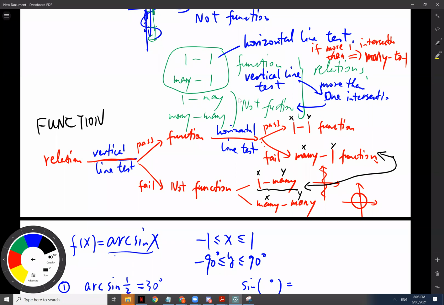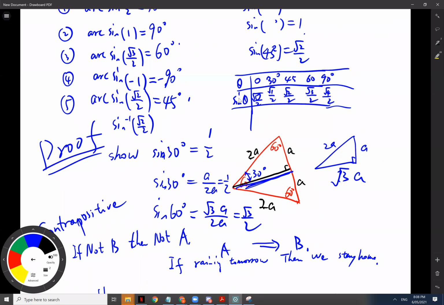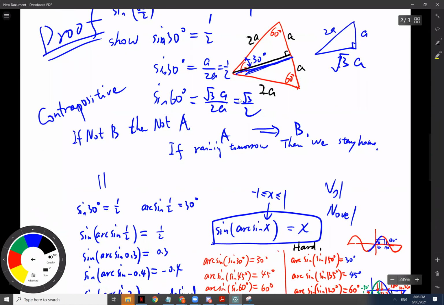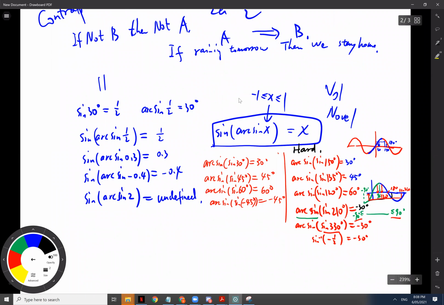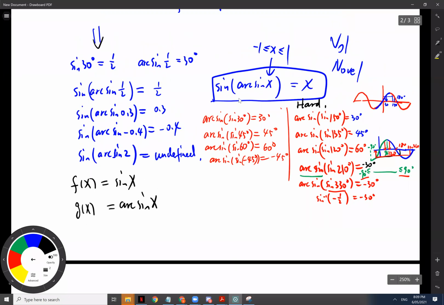This is the general idea about function. And here, some exact values. It's called the special angles. Exact value. Random thing, contrapositive. Here, if sine x and arcsin x are mixed, for example, if you say f(x) equals sine x, g(x) equals arcsine x, this part will be fg. This part is gof. It's called the composite function.